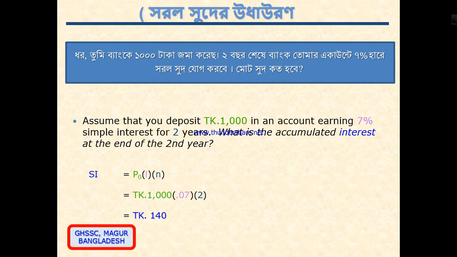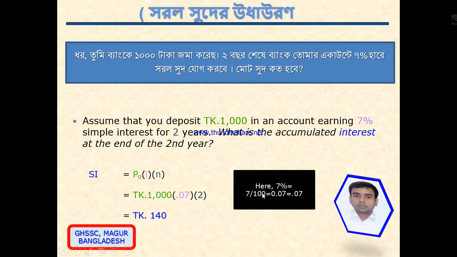let's say you deposited taka 1000, with simple interest at 7%. At the end of the 2 years, how much interest will you get? So here the principal amount is 1000 taka. The interest rate is 7%.